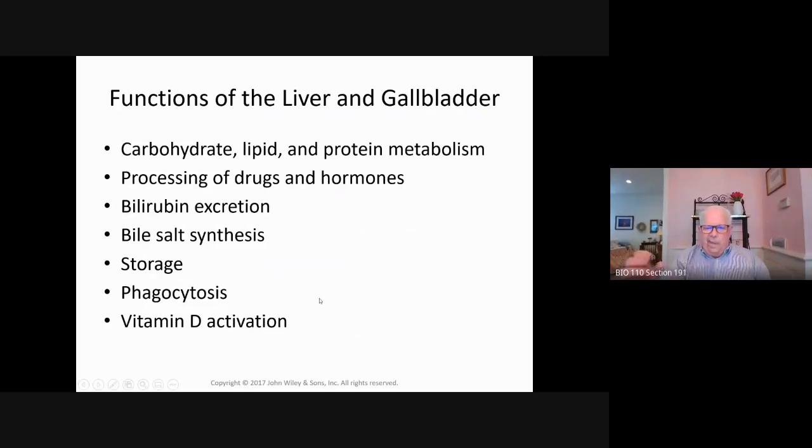So the liver is the powerhouse of the GI system. The powerhouse of the GI system is the liver. The enzyme producer of the GI tract is the pancreas.